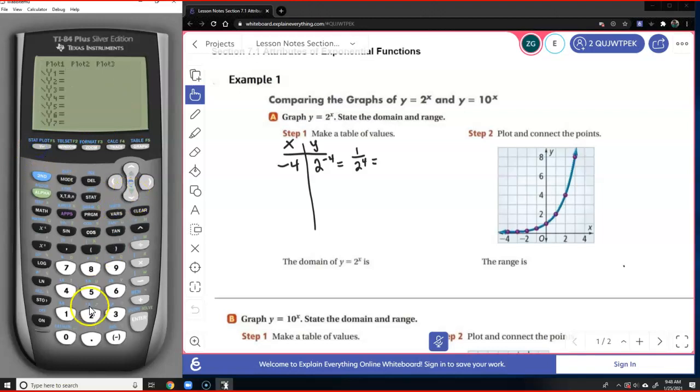Go to y equals 2 to the power x, and then go ahead and do the table. And you notice that for -4, it's 0.0625. When x is -3, we have 2 to the power -3, which is 1 over 2 to the power 3, which is 0.125.